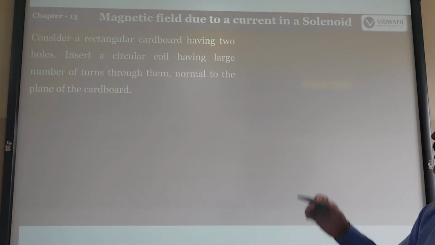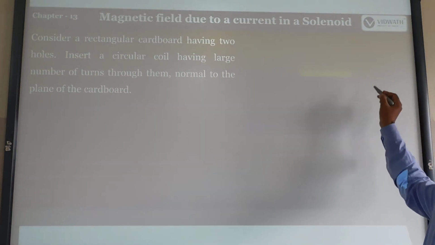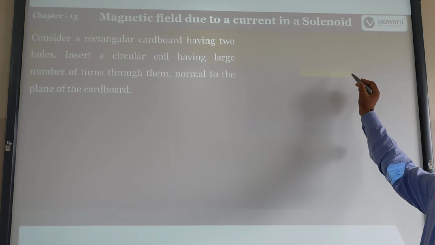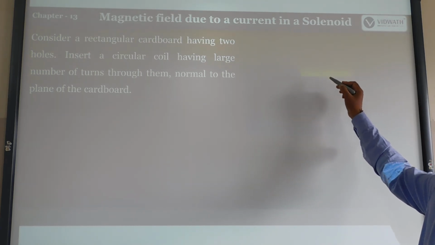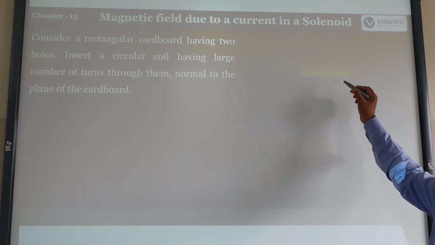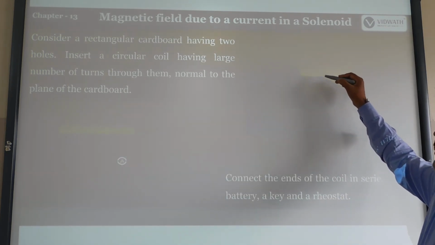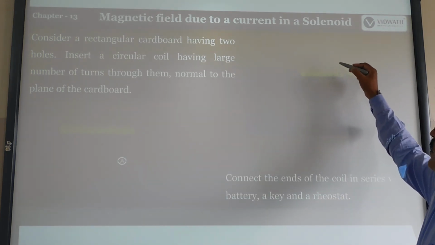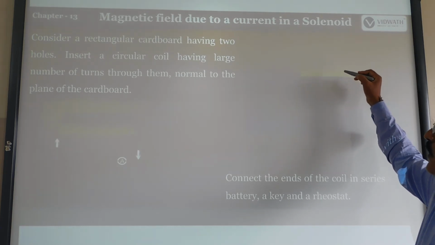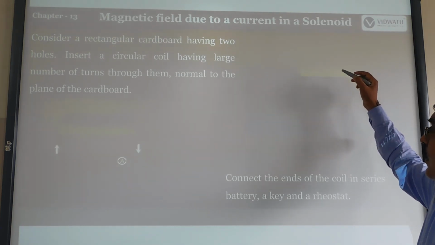So consider a rectangular cardboard here. This is the cardboard. This can be taken as the cylinder, inside a circular coil having a large number of turns. So this is the cylinder you can consider. Here, whatever the number of turns of the coil, it is a large number of turns that you can see.